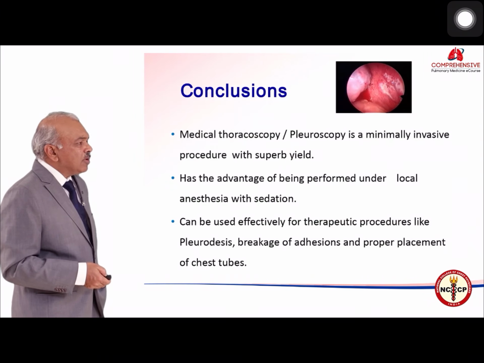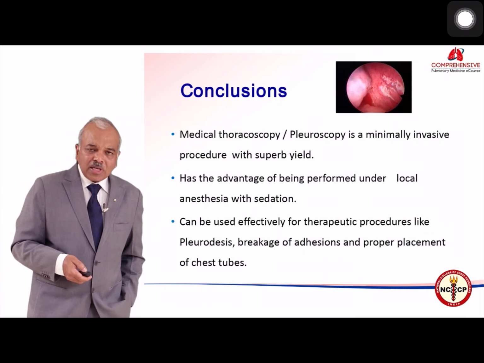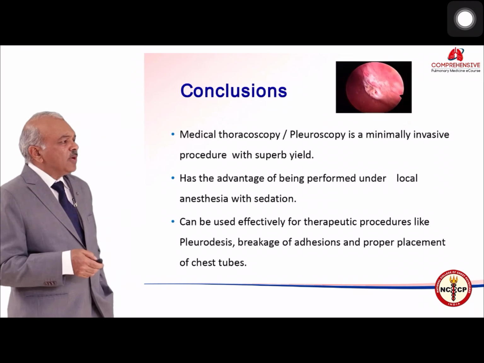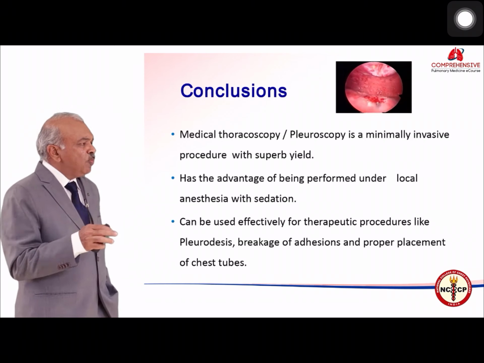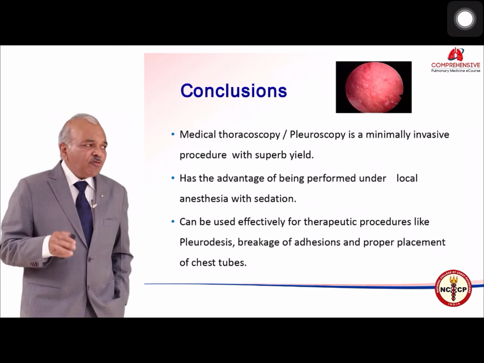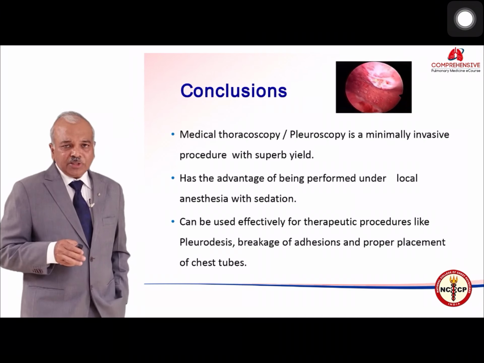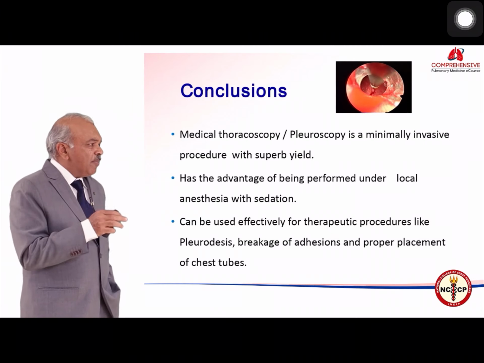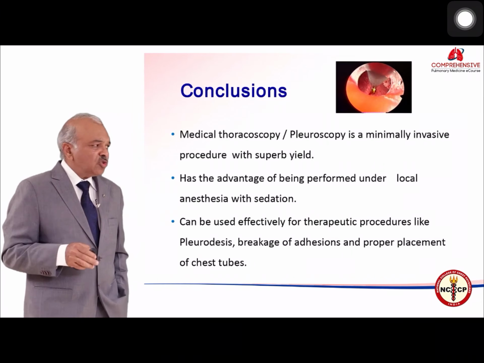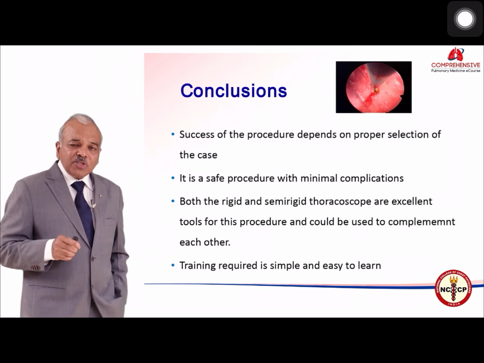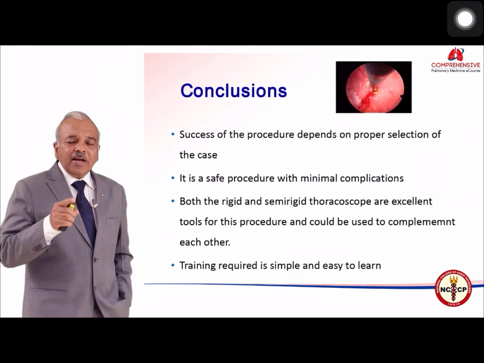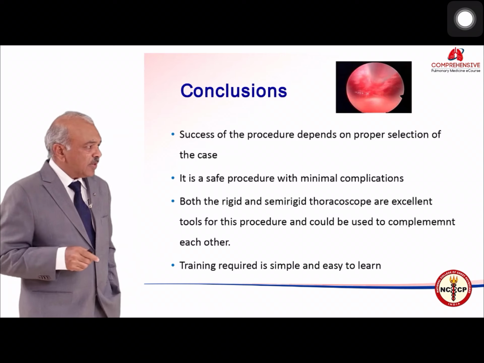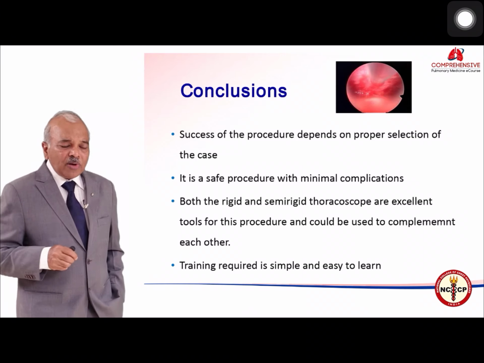Right. Now I come to my last slide, which is the concluding slide, and these are my concluding comments. Medical thoracoscopy, pleuroscopy, is a minimally invasive procedure with superb yield. It has the advantage of being performed under local anesthesia with sedation. It can be used effectively for therapeutic procedures like pleurodesis, breakage of adhesions, and proper placement of chest tubes. The success of the procedure depends on proper selection of the cases and excluding those cases where the pleural surfaces are adherent. It is a safe procedure with minimal complications.